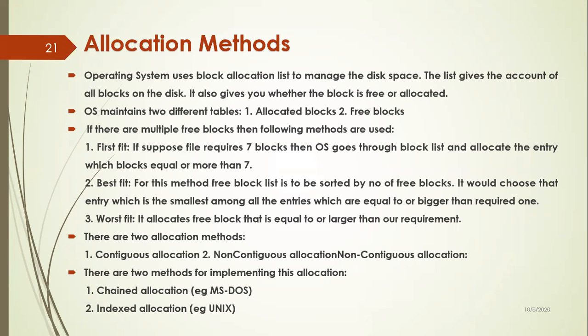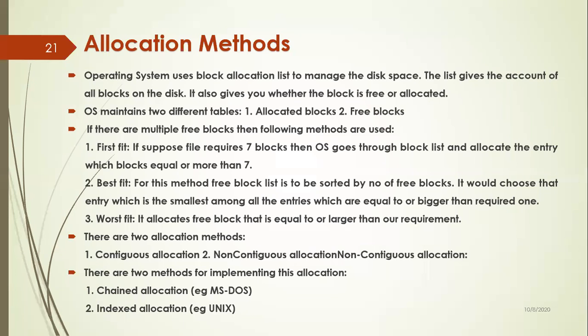To allocate the space to the file, the operating system has to maintain two tables. One is the free space table and another is the allocated table. In the free space table, it keeps track of how much space is available, and also maintains the starting point and end point of that free space. Similarly, the allocated table keeps track of how much space is allocated, with the starting point and end point also.